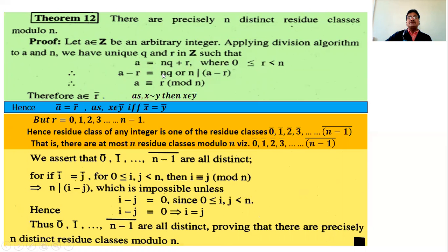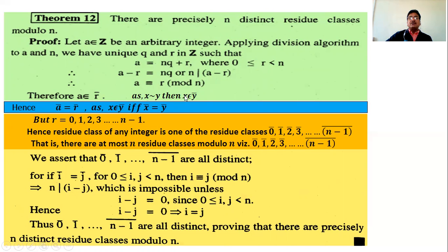And then a minus r is nq, and this implies n divides a minus r, because a minus r is expressed as n times some integer. So n divides a minus r, and that means a is congruent to r modulo n. And we know that if two elements are congruent, then their equivalence classes are same.